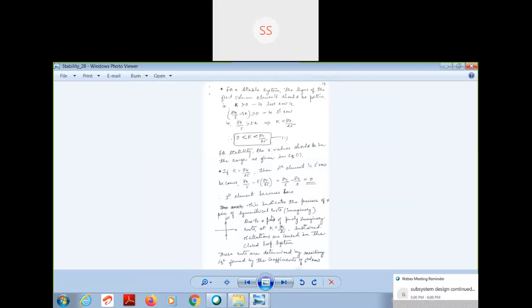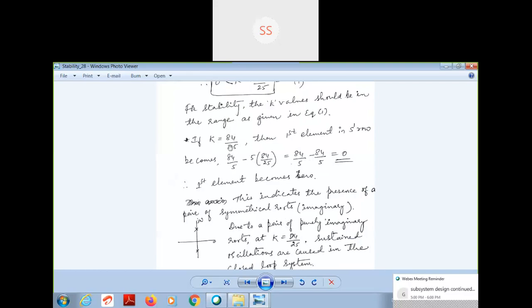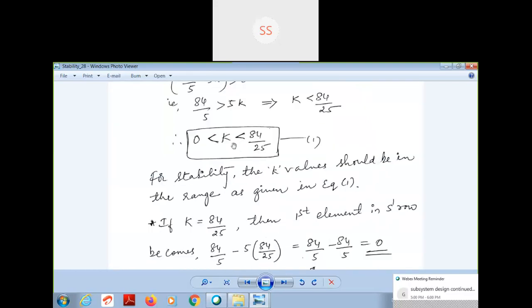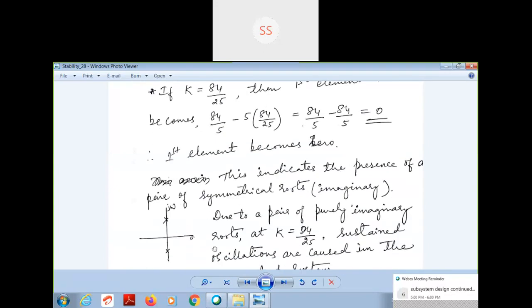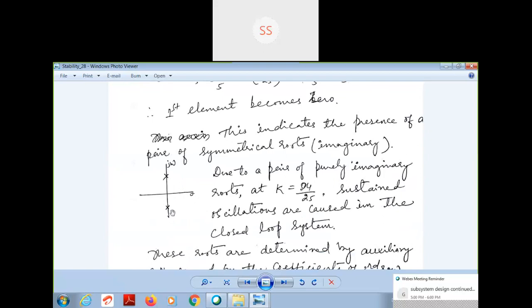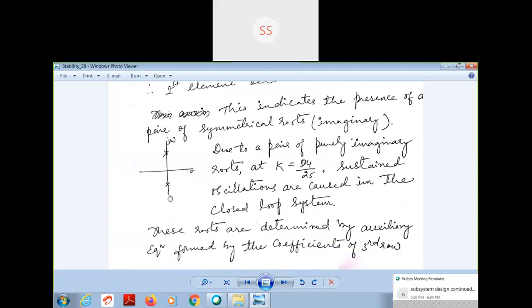Therefore, here we will check that also. Assuming we have substituted k as 84 by 25. Actually, the range should be what? K should be less than 84 by 25 to keep the system in a stable condition. But if k reaches 84 by 25, then all this is going to happen. First of all, it is going to lead to a pair of imaginary roots, and then we will have to form the auxiliary equation.